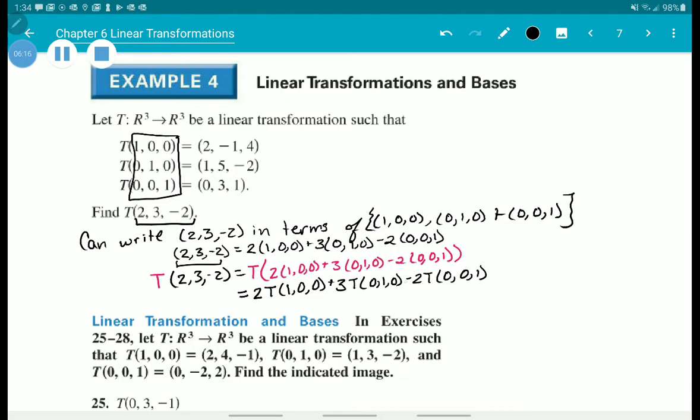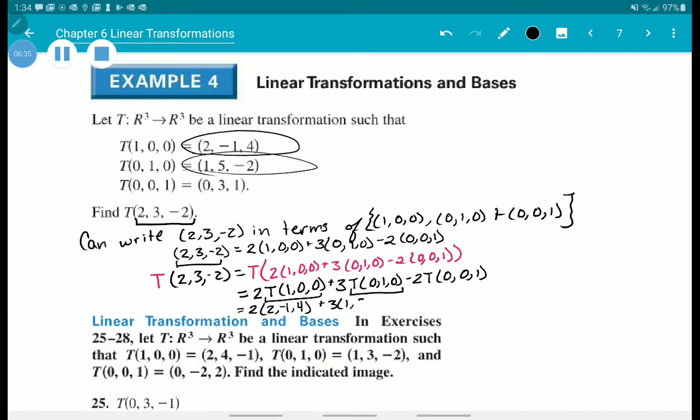And we already know what this is equivalent to. That is equivalent to the vector 2, negative 1, 4. And we know what this guy is equivalent to. That's equivalent to the vector of 1, 5, negative 2. And we know what this piece is equivalent to. That's equivalent to the vector 0, 3, 1.